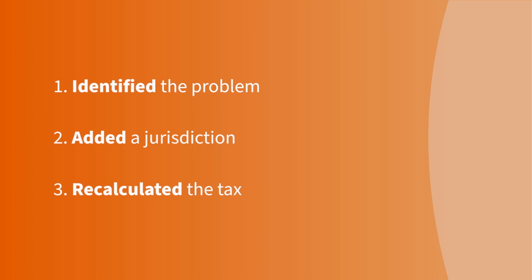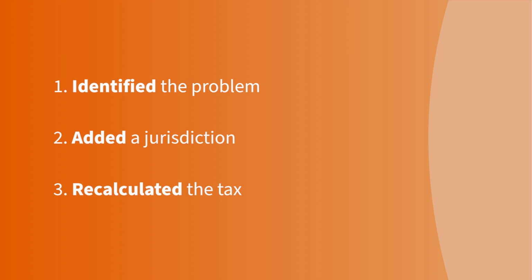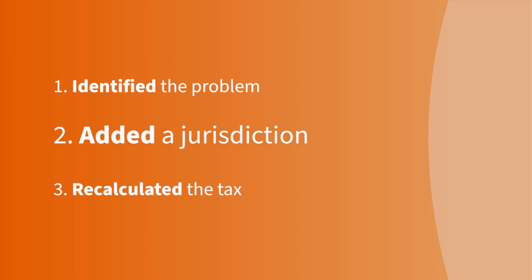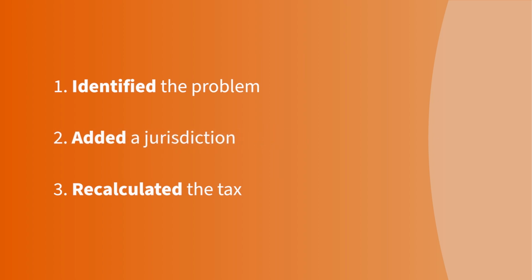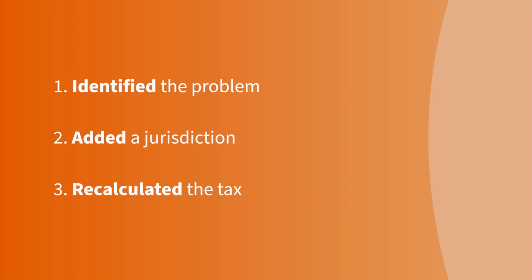Let's review. You identified a problem by noticing an unexpected tax amount. You added a jurisdiction to where you collect. Then you recalculated tax on the transactions in the jurisdiction where you've told us you're registered.